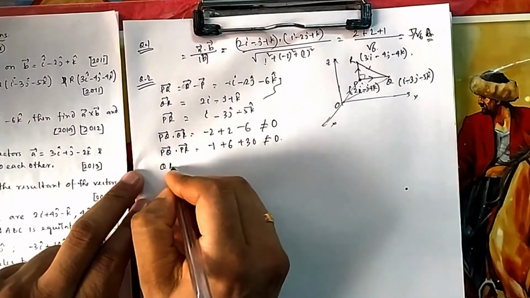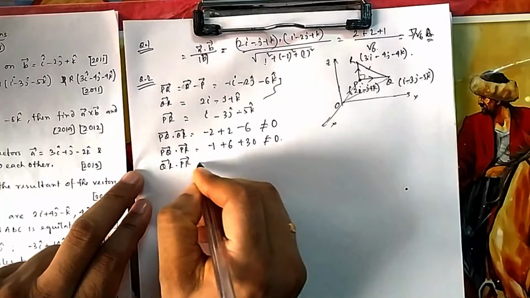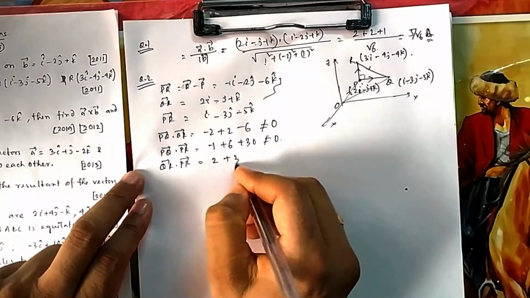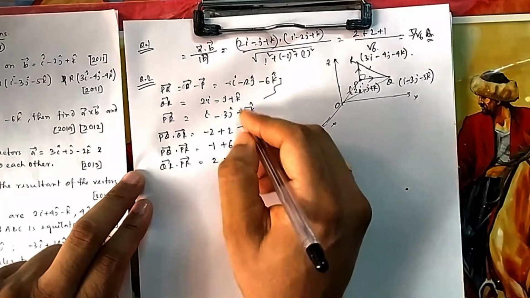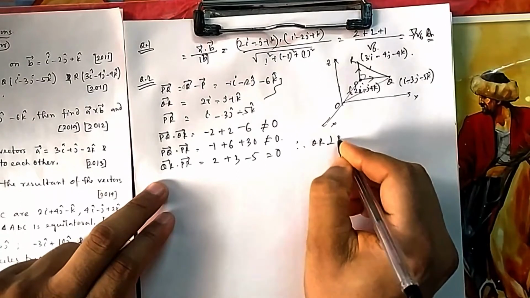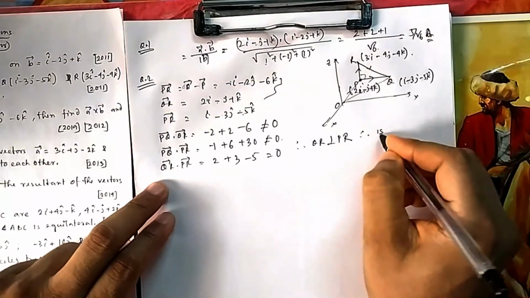Next you take QR dot PR. So 2 into 1 is 2, minus 3 into minus 1 is plus 3, plus 5 into plus 1 is 5, minus 5 into plus 1, which is equal to 0. Therefore QR is perpendicular to PR. Therefore it is a right angle triangle.